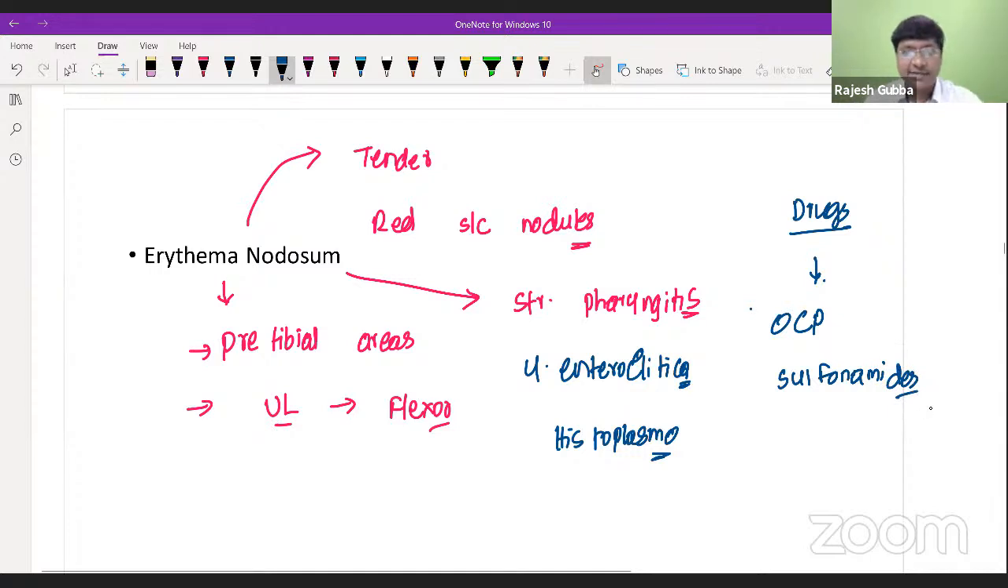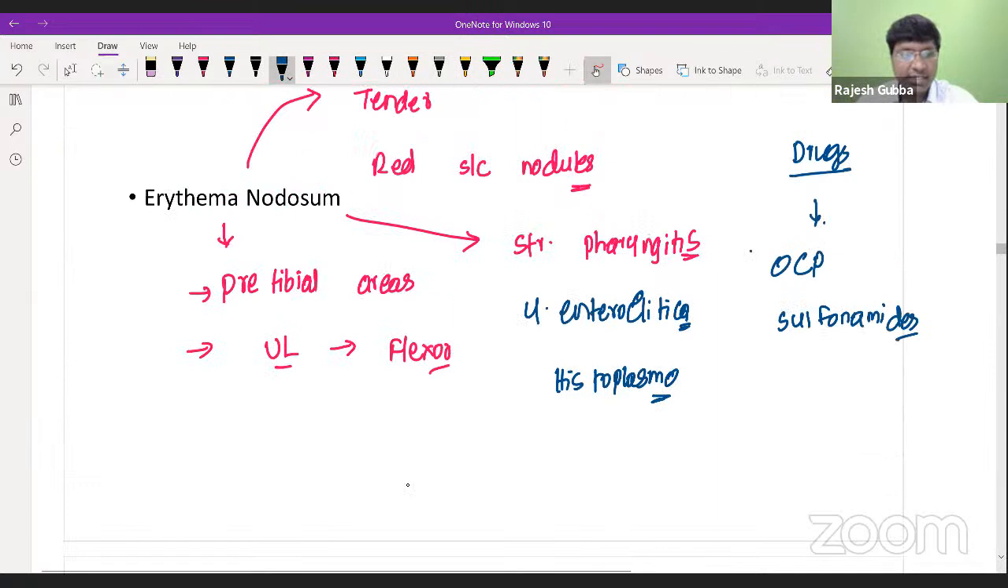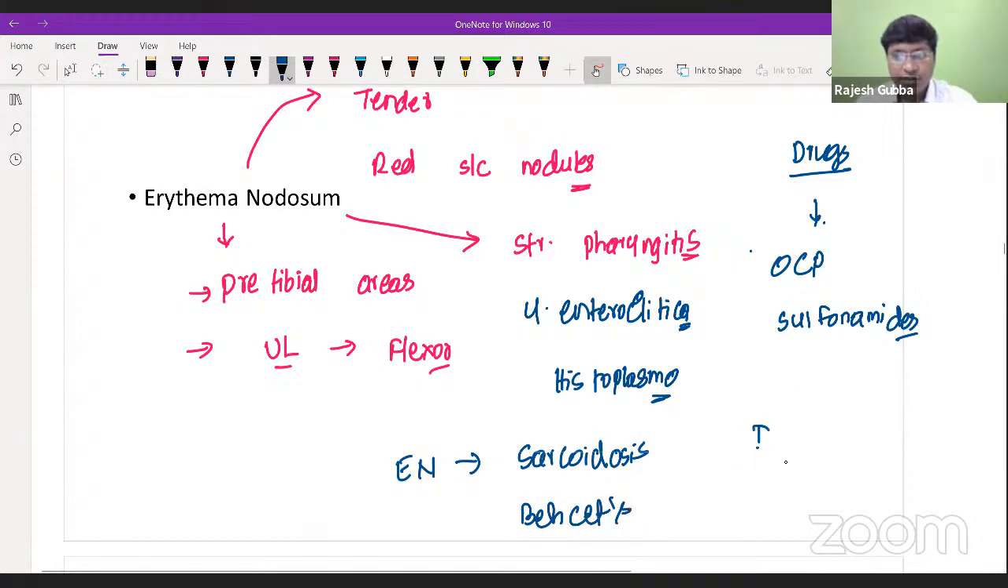Right, as well as the sulfonamides. So these are the drugs which are responsible for the development of Erythema Nodosum. Now, this Erythema Nodosum is also seen in connective tissue disorders like sarcoidosis, and it is also seen in Behçet's. Right, and it is also seen in inflammatory bowel disease. So these are all the etiologies where you will have this Erythema Nodosum.